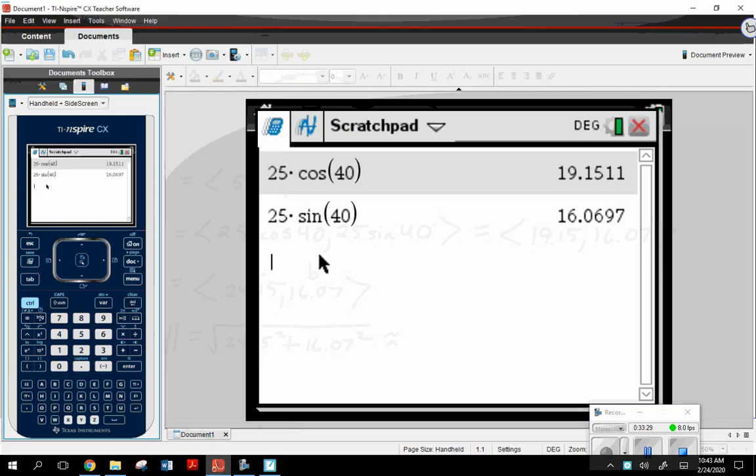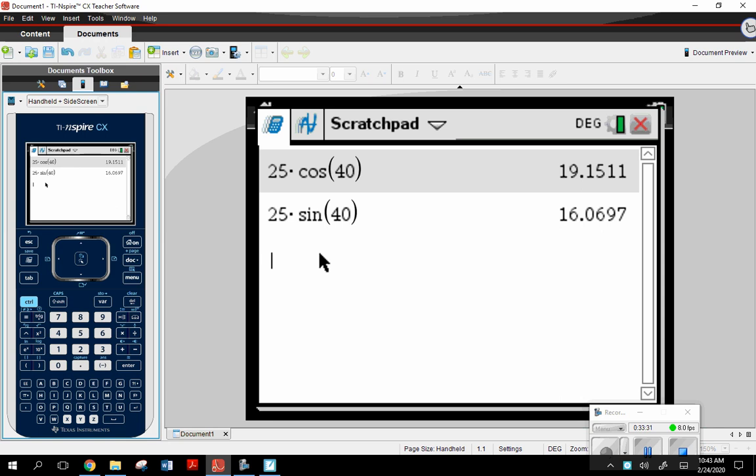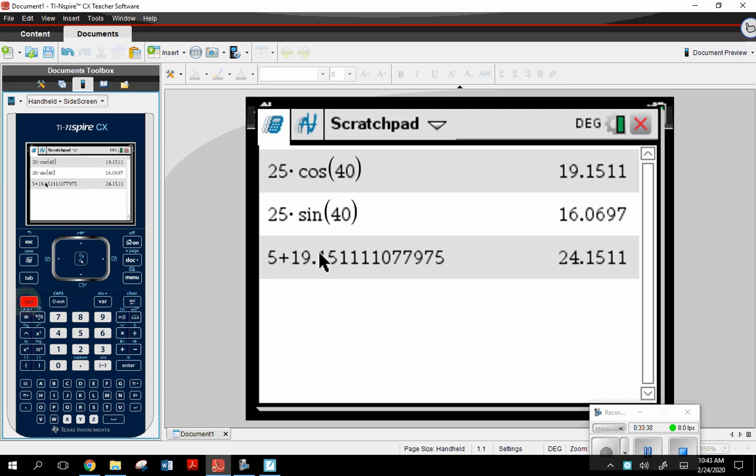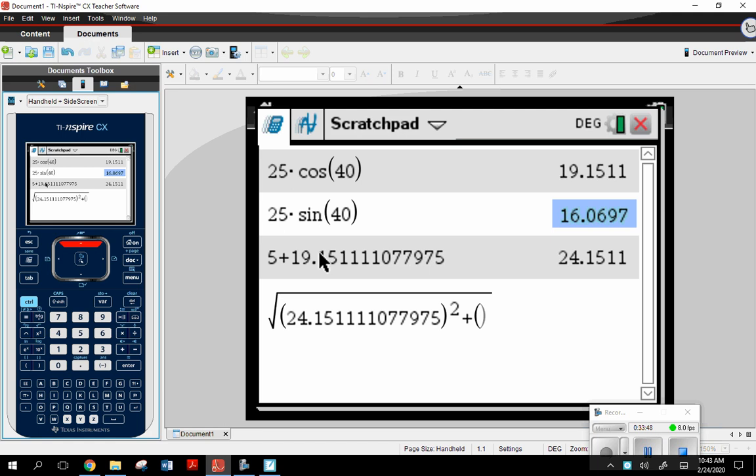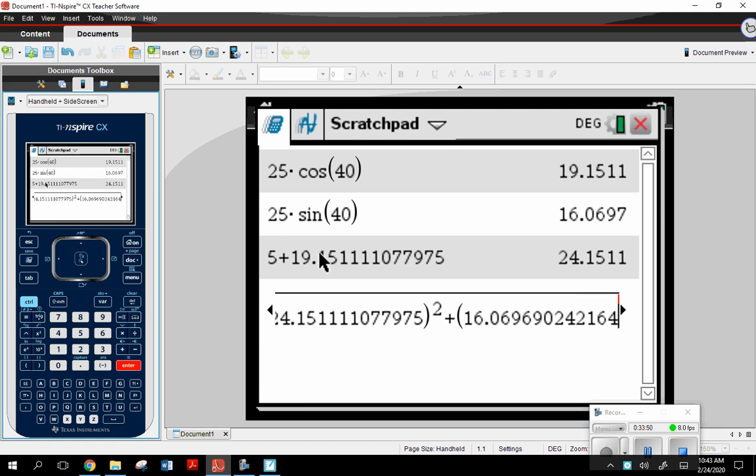The only thing is I don't yet have the 24.15, so I need to do a quick calculation, the 5 plus that. Okay, so now we have what I need. Control divide parentheses, squared, plus, now I need, what was the other one? Is it the 16.07? I'm going to square that. So this is the square root of A squared plus B squared.